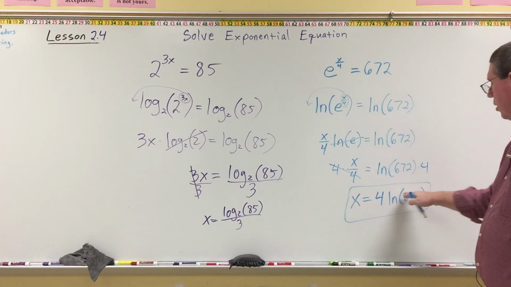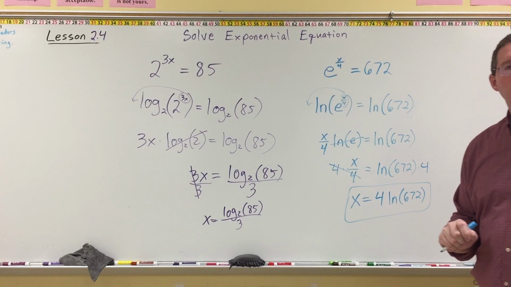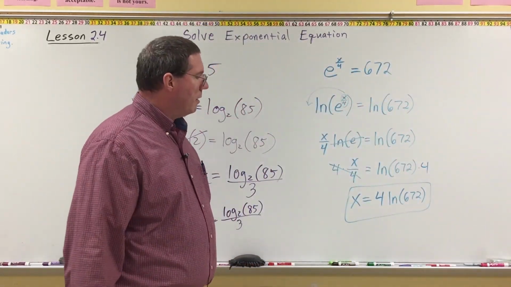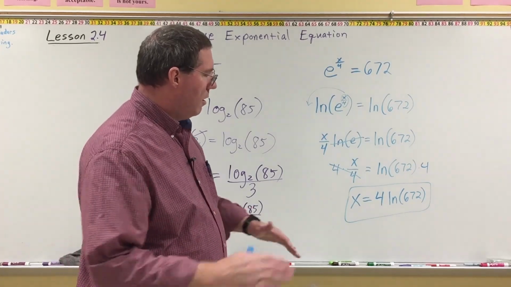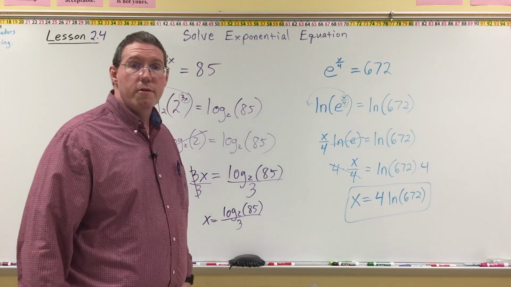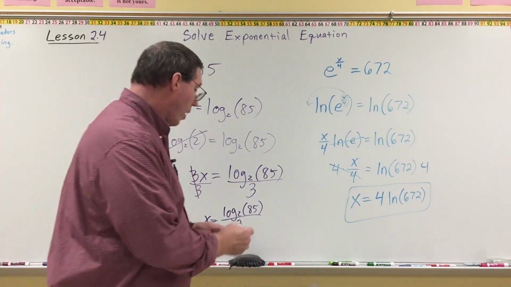Now, again, you could actually put the 4 inside the logarithm as an exponent on the 672, but we're not going to do that in my class. We're developing a skill, so let's leave this at the lower level for now. We're going to leave it as 4 natural log of 672. All right, great. Let's try another example.